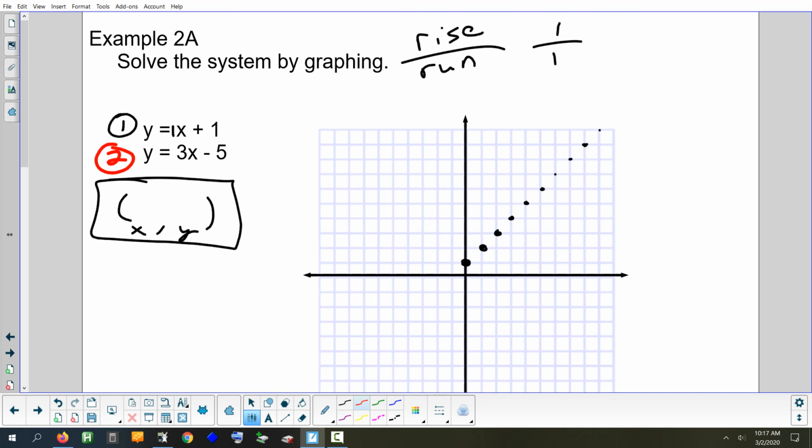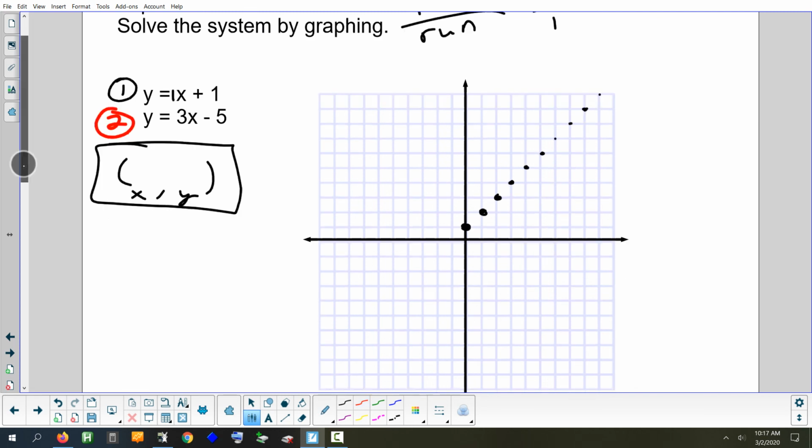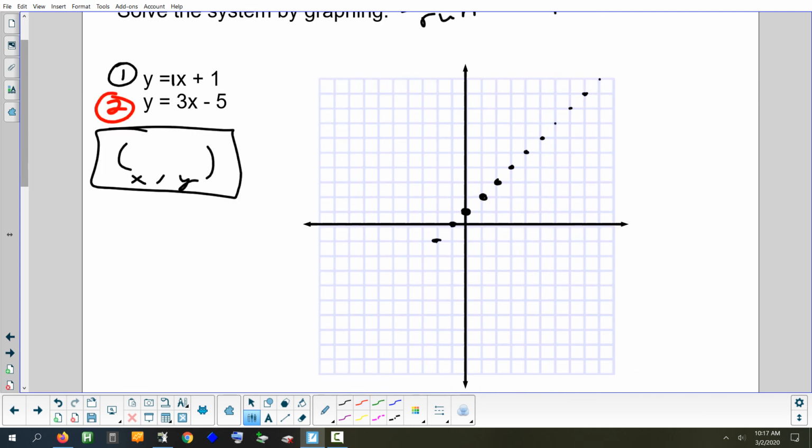Okay, so I'm just going to do that. You don't have to do it that many times. It's just the more times you do it, it does kind of have to be accurate, because if not, you're not going to be able to estimate where they cross. So I'm also going to go like this. I'm going to go back the other way.